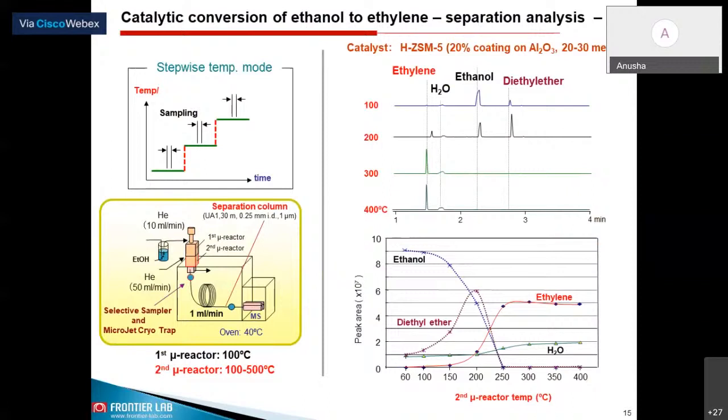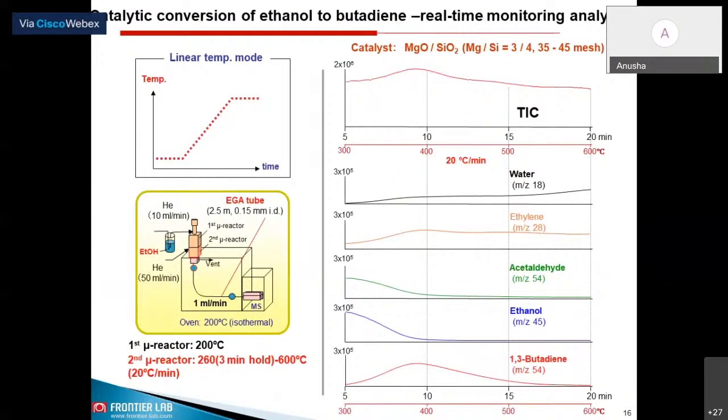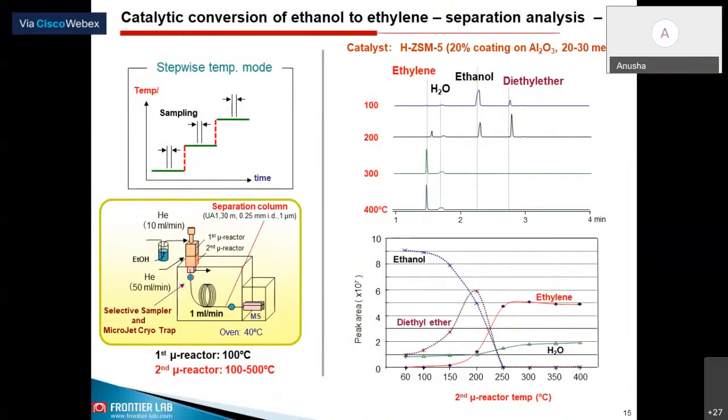HZSM5 catalyst, because below 230 you can see diethyl ether is present. Only above that you can see ethylene and also the water. So based on this study, we can say that 250 to 300 would be the optimum temperature. Yes, so this is, as I already talked about, the stepwise temperature mode.